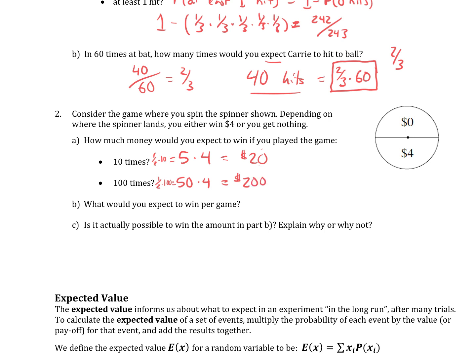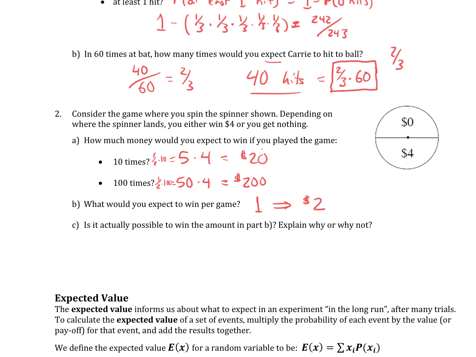What would you expect to win per game? Well, that's kind of like saying, what would you expect to win on one spin of this spinner? Well, if 100 times we have expectation of winning $200, and 10 times we expect to win 20, what if we reduce that down to one time? You might guess we would actually expect to win $2.